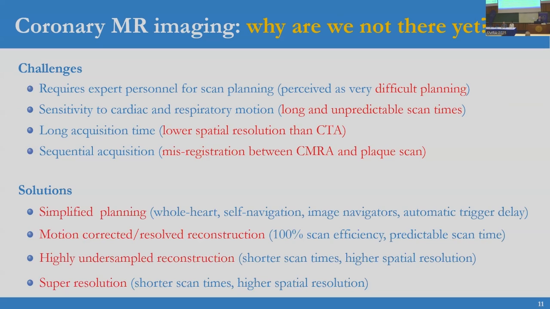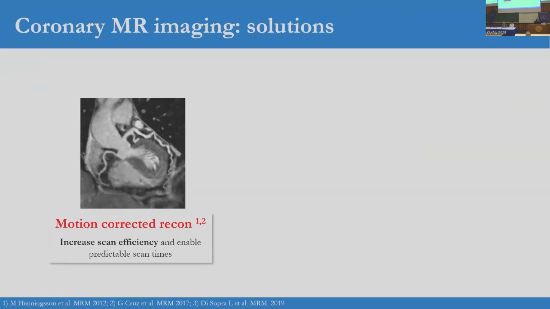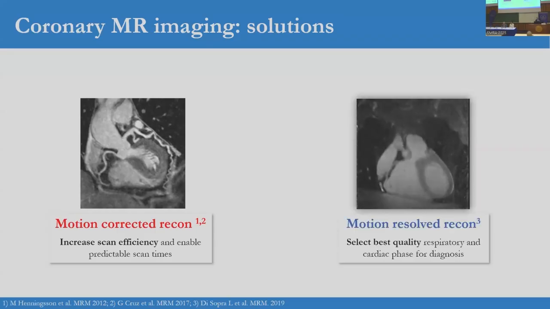Of course, we also have to speed up the scans with undersampled reconstruction, which allows us to either shorten the scan or push the spatial resolution. But then we could even go further and, for instance, employ super resolution for shorter scan times or higher resolution. However, here I won't talk about any deep learning in this presentation. So I'll give you some examples now about motion corrected reconstruction. And at the end, we'll also talk about motion resolved reconstruction, basically an approach that Matthias Stuber's lab has pursued in the last 10 years.